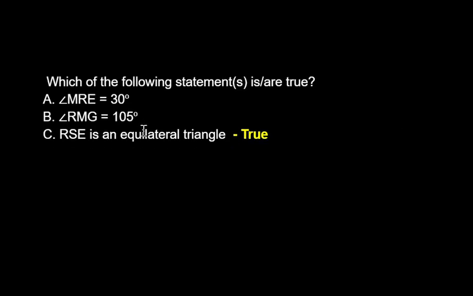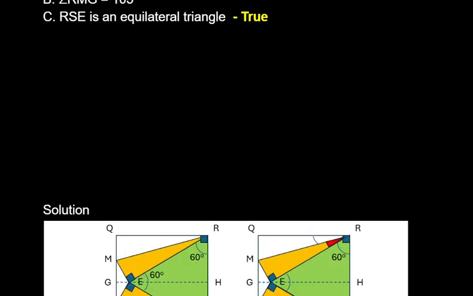The question asks for three statements asking you whether each is true or false. From the diagram just now, straight away we know that RSE is an equilateral triangle, which is true. So we solve the first one. Let's look at A and B, which are angle MRE and angle RMG. Let's look at A first, MRE.